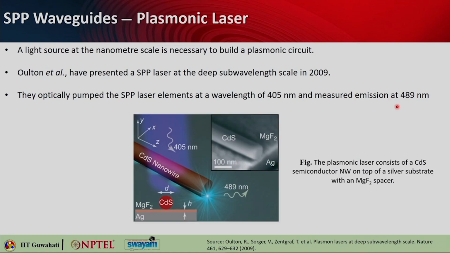Typically, this was the structure of the plasmonic laser. It consists of a cadmium sulphide semiconductor nanowire on top of a silver substrate with a magnesium fluoride spacer. So there is a thin layer on top of the silver, and this is the structure. They used 405 nanometer as pump, and they were able to excite emission coming out at 489 nanometer.